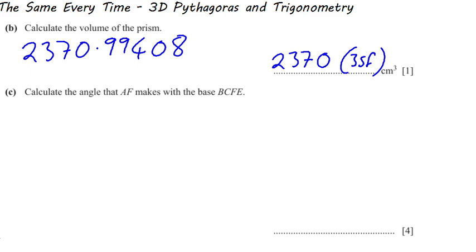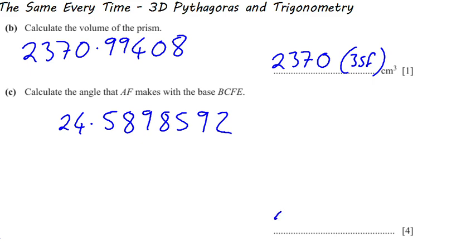And it's been a long question, but here we are. So my final answer for this one is 24.58989592. I'm writing down my full calculator answer, but I'm also going to round my answer when I put that into the answer box there. Remember on the Cambridge paper, they do say to round angles in degrees to 1 decimal place. Always, however, go back to the question, just check to see if they are asking you to round in a particular way, because they do that sometimes.